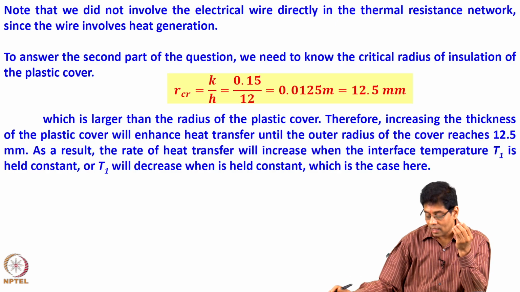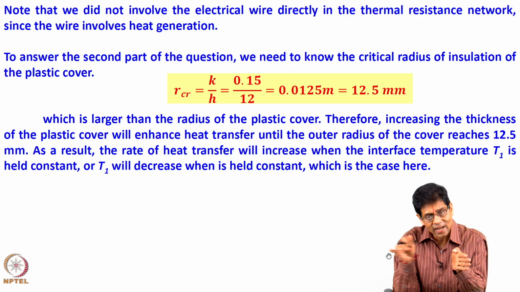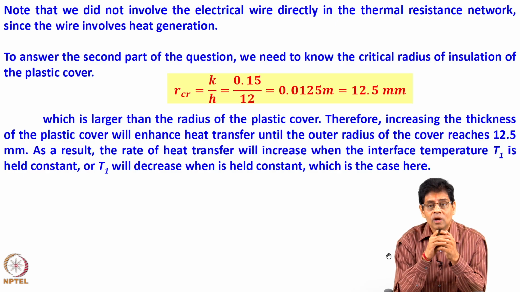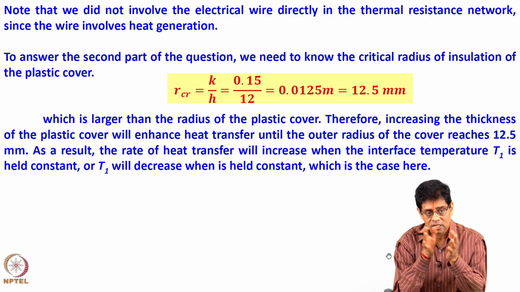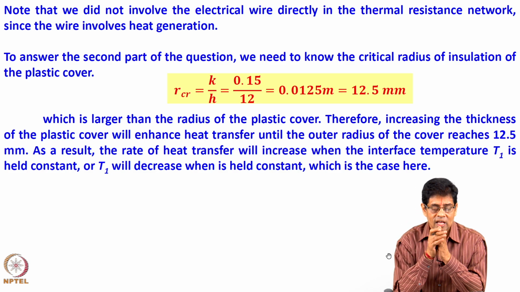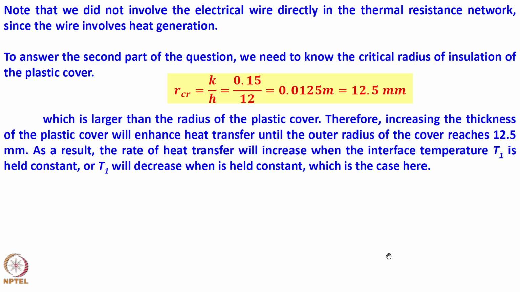Okay. So, heat was coming in, that had to be taken out. So, what is happening in the wire was not of consequence to me. Okay. Now, second part, what is the critical radius? If I have to double etc., what is to be done? Critical radius is 12.5 mm, which is larger than the radius of the plastic cover. Therefore, increasing the plastic cover will enhance the heat transfer.